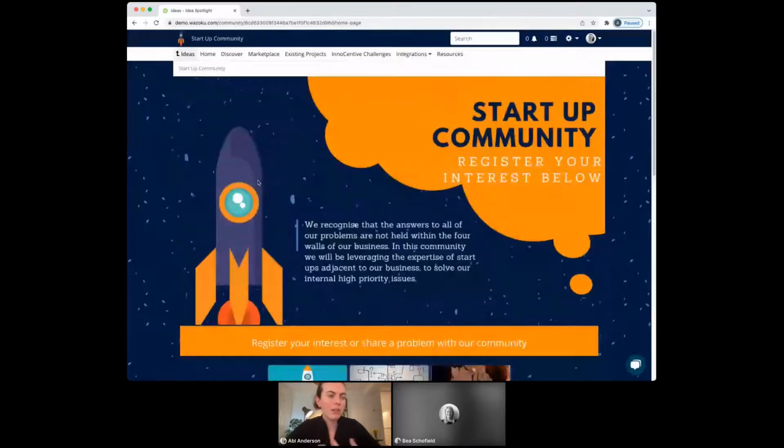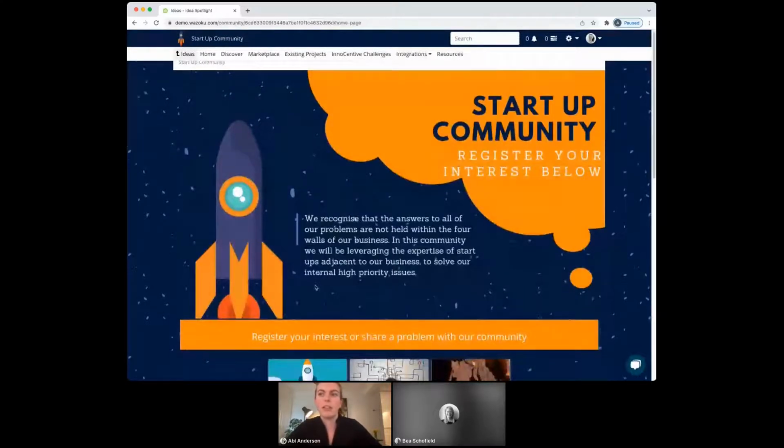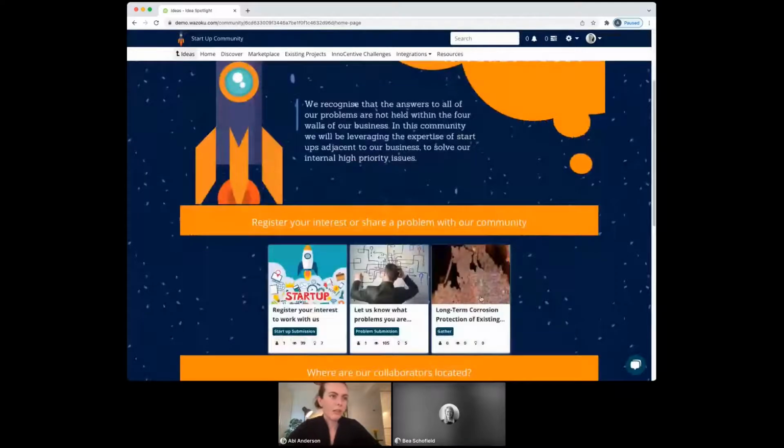Alongside those problem matching, startup matching functionality, you can also run typical challenges to your external crowd, like B was mentioning. So potentially you've run a challenge internally and you've not quite solved the problem that you were looking to, such as this one on long-term corrosion of existing pipelines. You could then turn to your startup community and see if they have a potential solution to solve that problem.